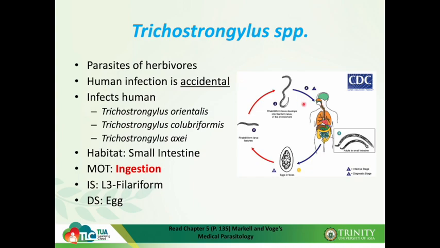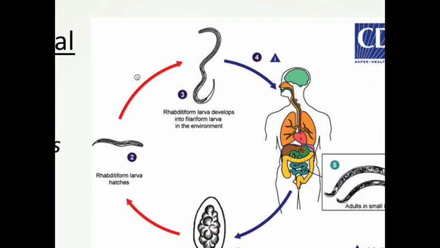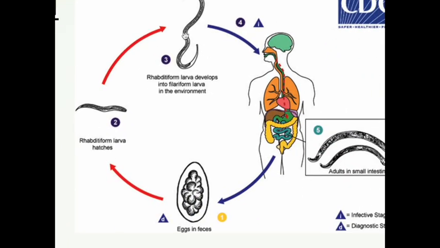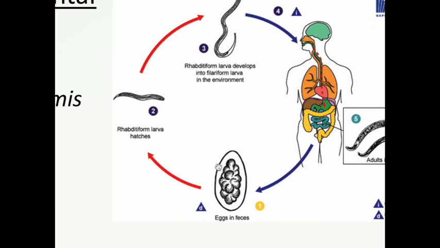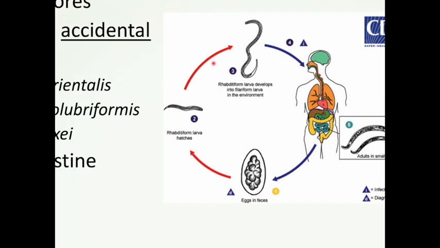For the life cycle naman, very simple lang, very direct. It's like Trichuris. So, nilunok. Ayan, filariform is swallowed. It goes to the small intestine. They become adults. They copulate, they fertilize, and then release eggs back into the soil through the feces. Ganun lang po siya kasimple.